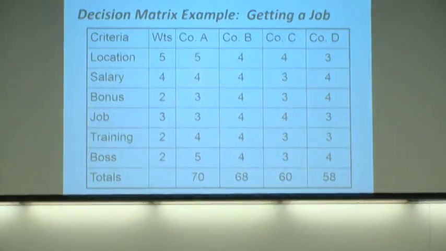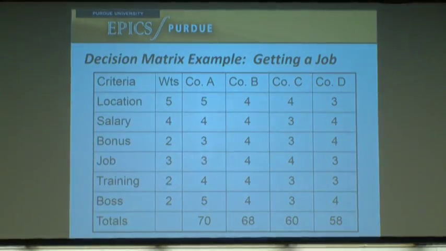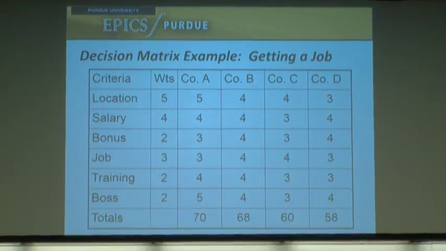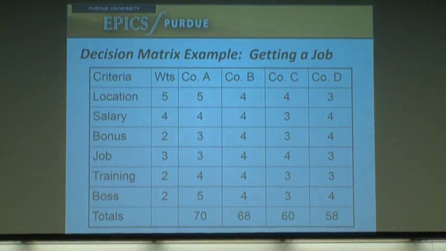Here's an example. I do this, and I've got company A at 70 and this one at 68. Do I just automatically go with 70? Now what it did is to say, okay, these two are higher than these two. Let's just go back and talk through these as a team to make sure that one makes sense.